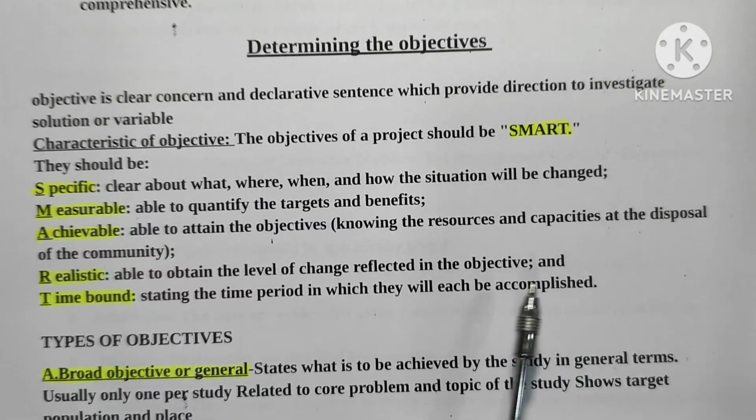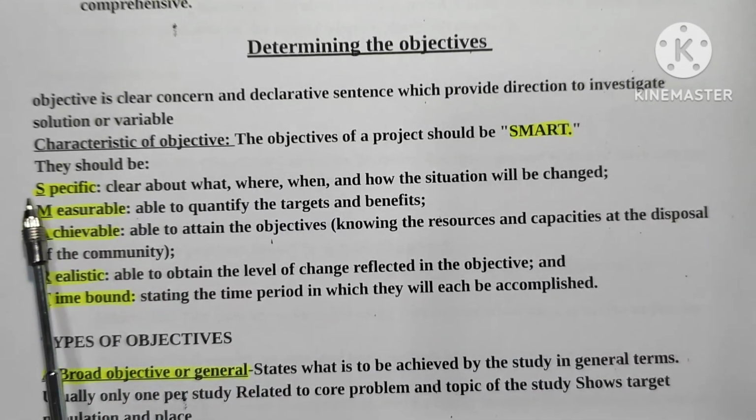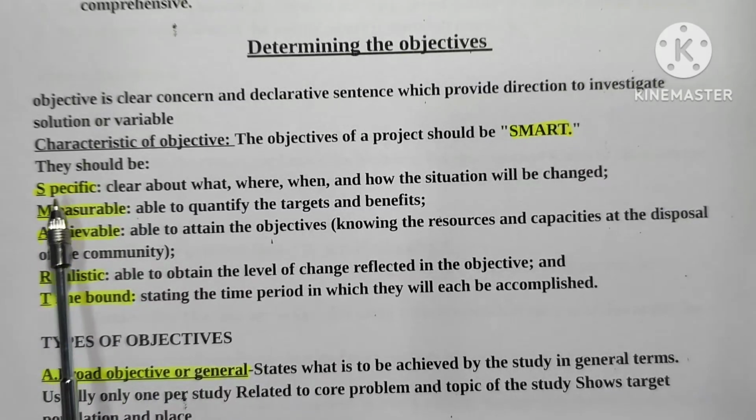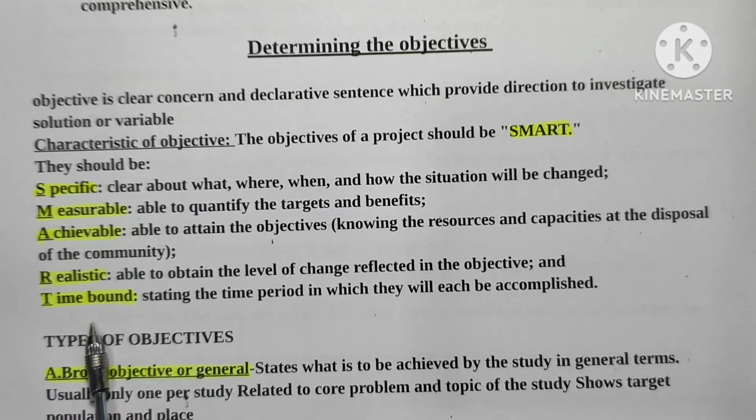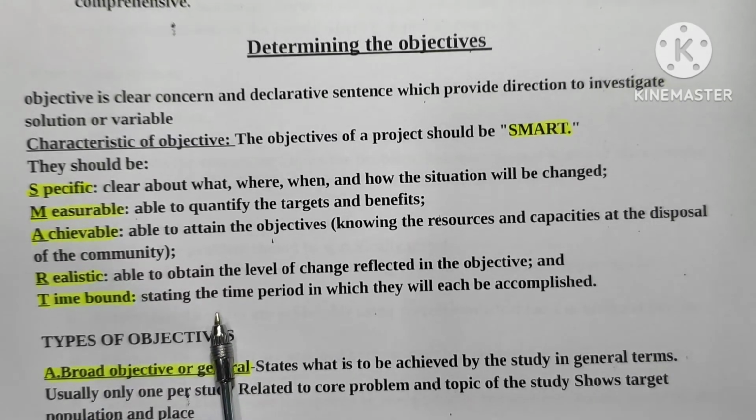The results will be accomplished. So SMART: these are the characteristics. SMART: specific, measurable, achievable, realistic, and time bound. These are the characteristics of objectives.